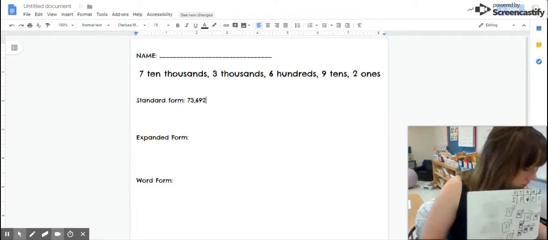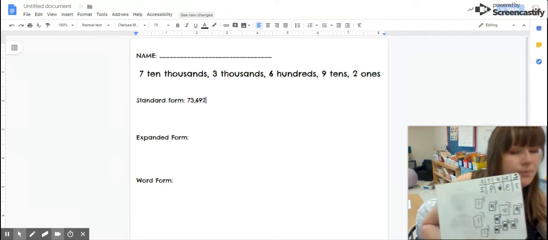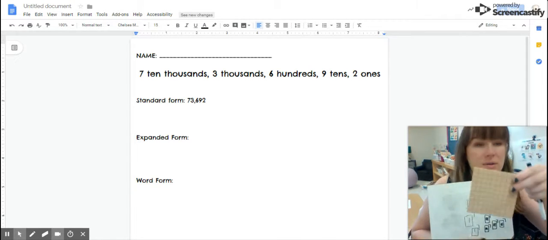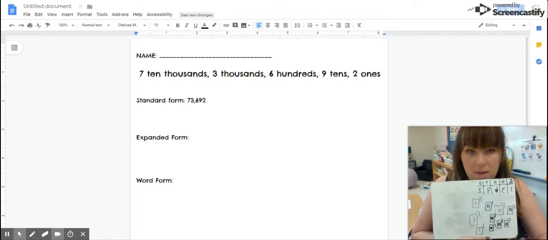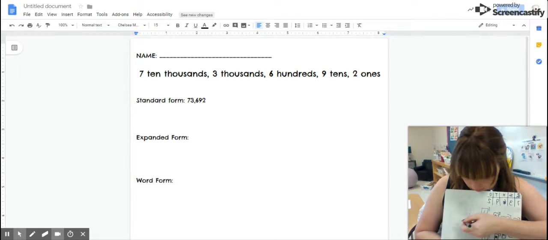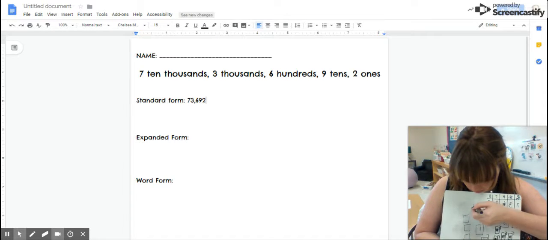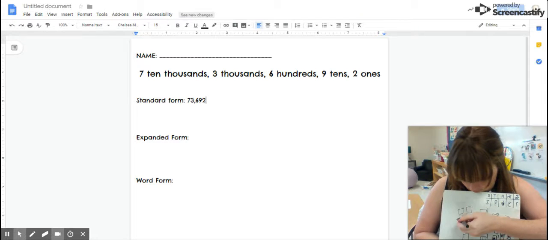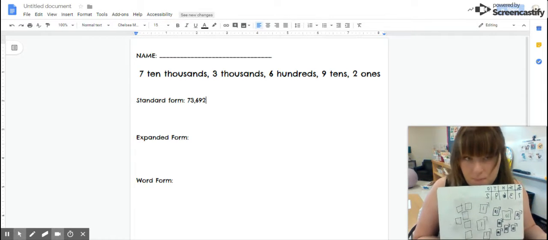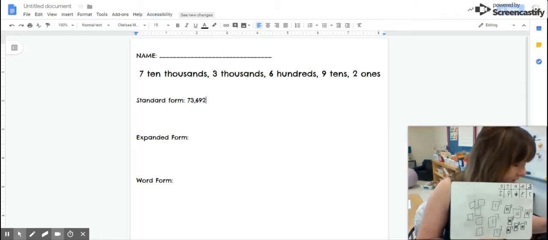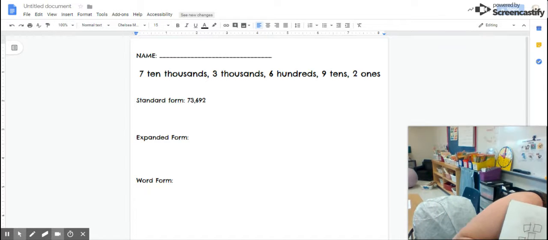Now for the hundreds, you're going to draw them so they look just like a hundreds block. It says I need 6 of them, so I'm just going to draw 6 squares. 1, 2, 3, 4, 5, 6.